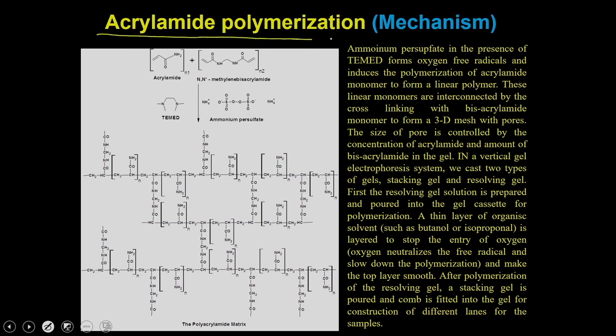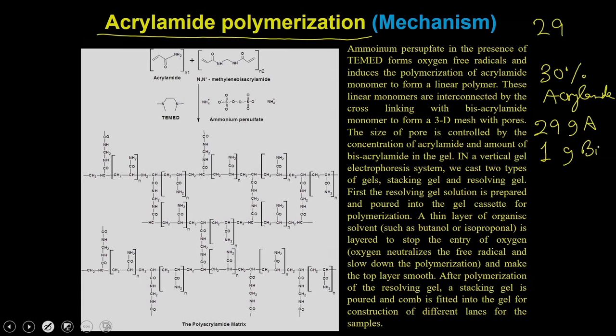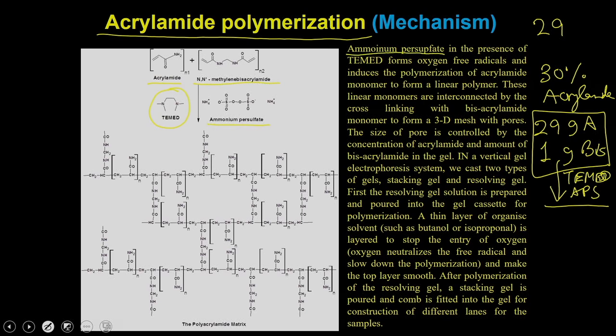Now, let us see how the acrylamide is going to be polymerized. What you do is make a gel solution, which is a 30% acrylamide solution. In the 30% acrylamide solution, you add 29 grams of acrylamide and 1 gram of bisacrylamide, and keeping these together, when you add TEMED and APS, that catalyzes the cross-linking of the acrylamide monomer with the bisacrylamide. The APS, which is ammonium persulfate, in the presence of TEMED forms oxygen free radicals and induces the polymerization of acrylamide monomer to form a linear polymer.